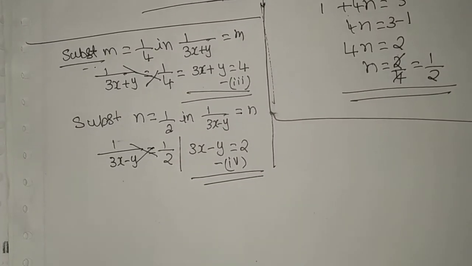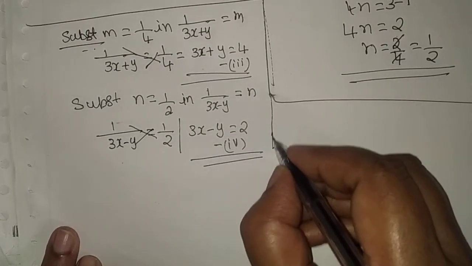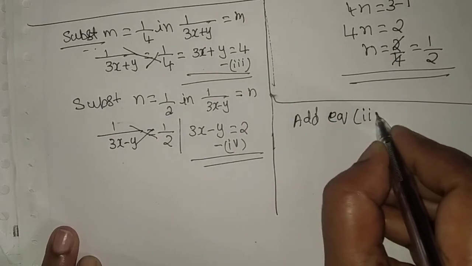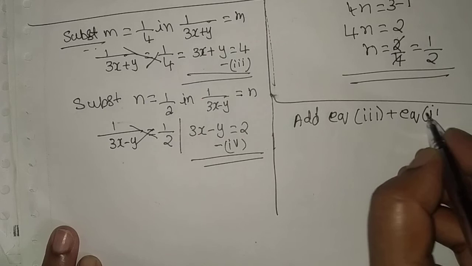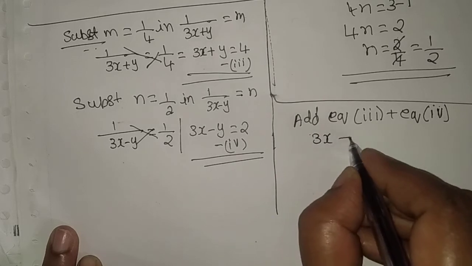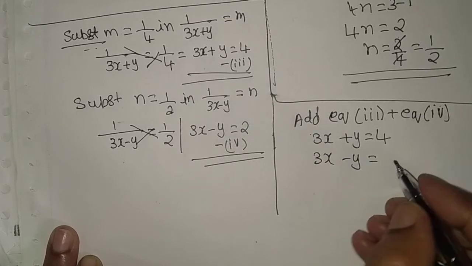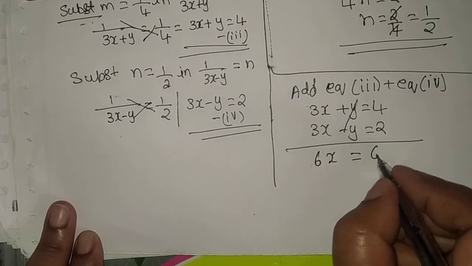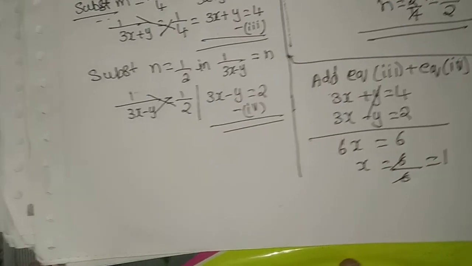So now after getting these two, equation 3 and 4, now we have to add. Next step is add equation 3 and equation 4. So what happens? We have 3x plus 4y is equal to 4. Then 3x minus y is equal to 2. Here y cancels. How much we get? That is 6x is equal to 6 we'll get. Therefore x is equal to 6 by 6 cancel. Then we get x as 1.